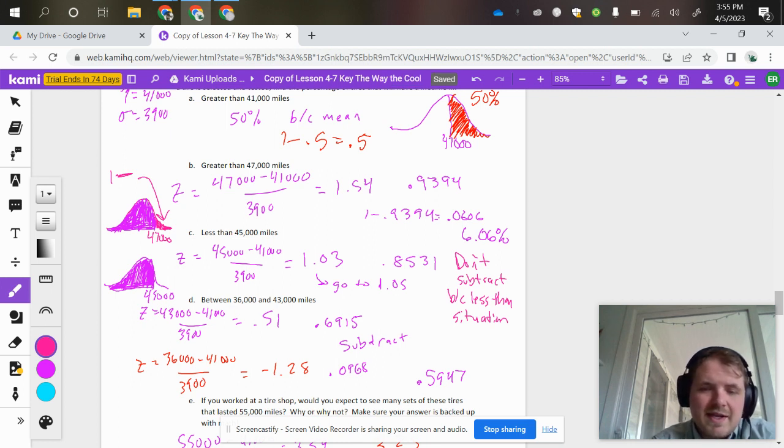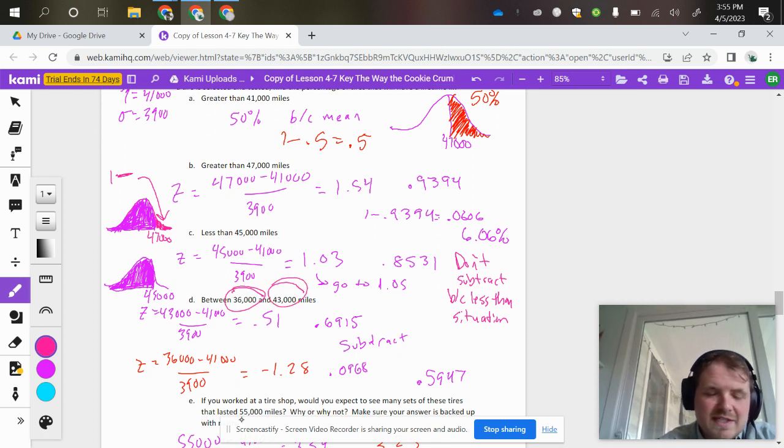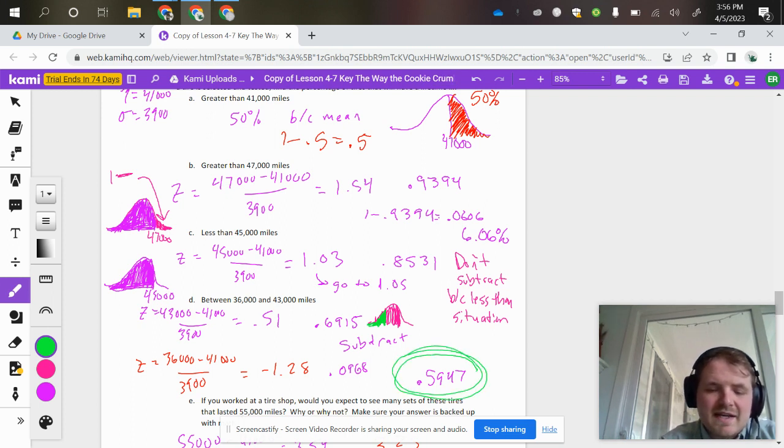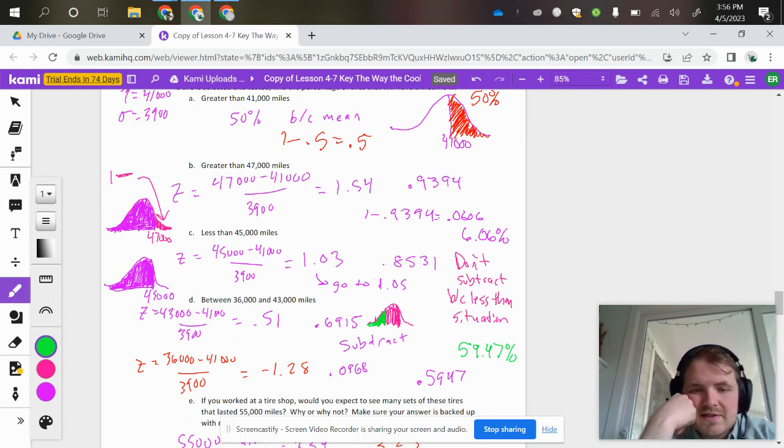And now what would have been nice to you is if they would have done between 45,000 and 47,000, because that's what you already had calculated up here, but they didn't. So you've got to calculate the 43,000 in purple, calculate the 36,000 in red, and you get these two z-scores right there. Okay. So for the 43,000, I do a little picture. So 43,000 is going to be this situation. And the 36,000, if I did it in green, is going to be this situation. So to find the area between them, you have to subtract. Okay, so again, you're looking for the difference between the 0.69 and the 0.09. And when you subtract them, you get 0.5947, or 59.47% of tires will last between 36,000 and 43,000 miles.